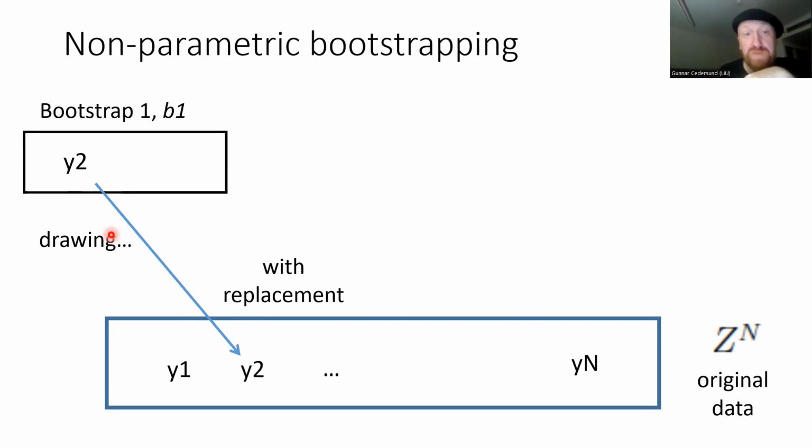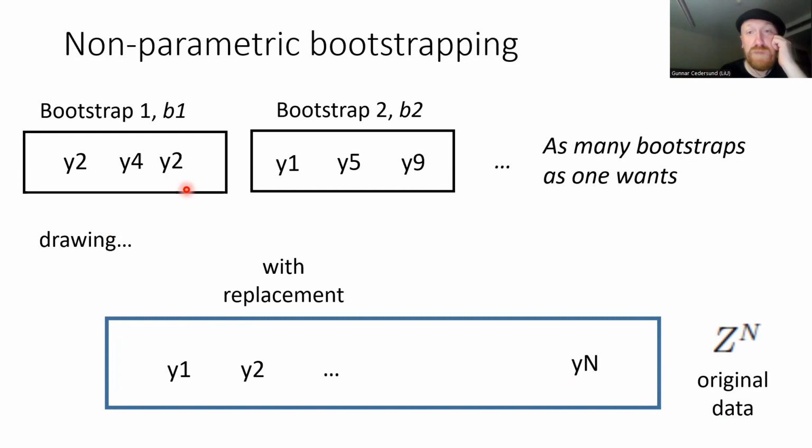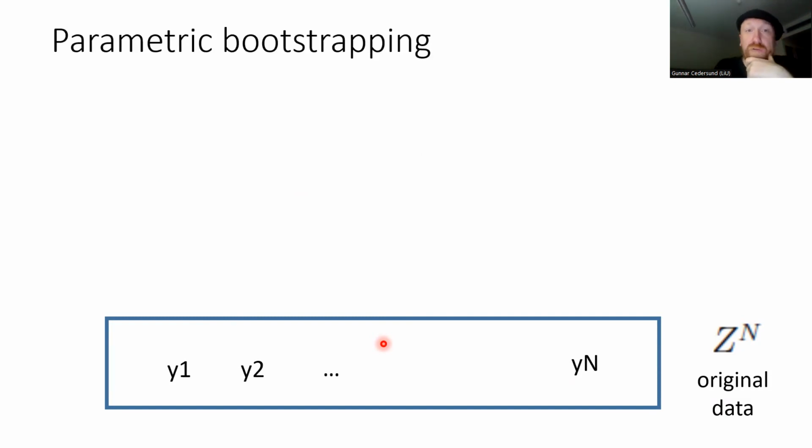And you put it back again. So drawing with replacement, and then you do that until you have a bootstrap, which is some version of the time series. And here you see that because you have this replacement, you can actually get the same value twice. And then you do that many times, and you generate as many bootstraps as you want. And again, you apply the optimization to each of these. You get different values, and depending on how similar they are, you have a feeling for the uncertainty of the property that you want to predict. So that's the non-parametric approach, drawing with replacement.